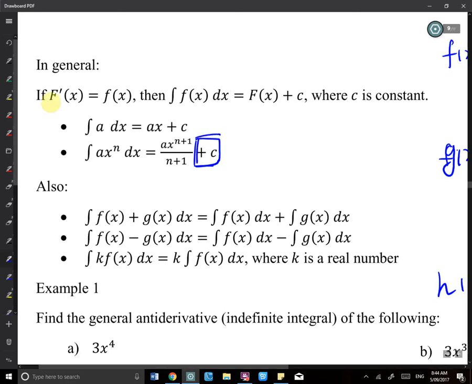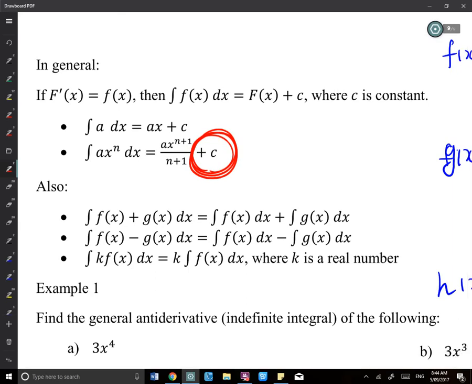So the most important thing for anti-diff is this plus c. I can never leave that plus c out. That plus c is worth 1 mark. Year 12 sec, that's 1 mark in your answer. You can't miss this plus c. Anytime you anti-diff something, you will leave that plus c as part of your answer.